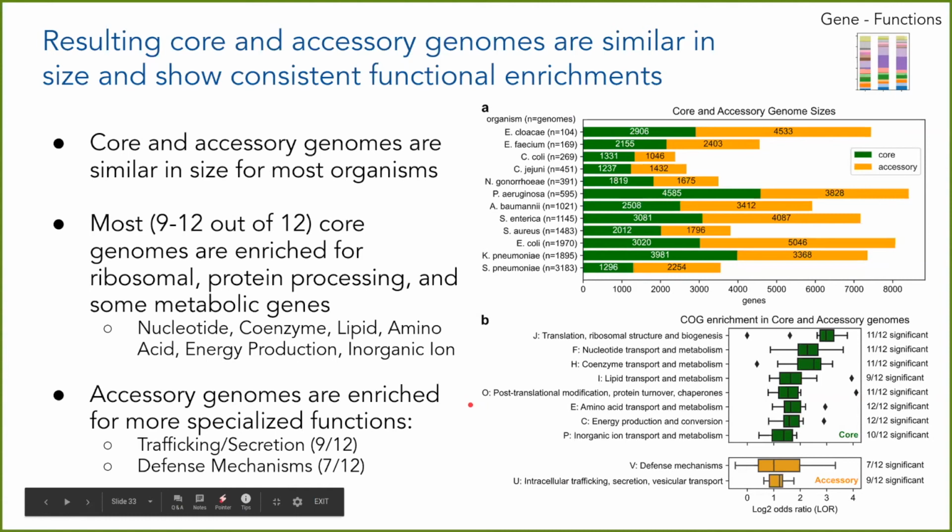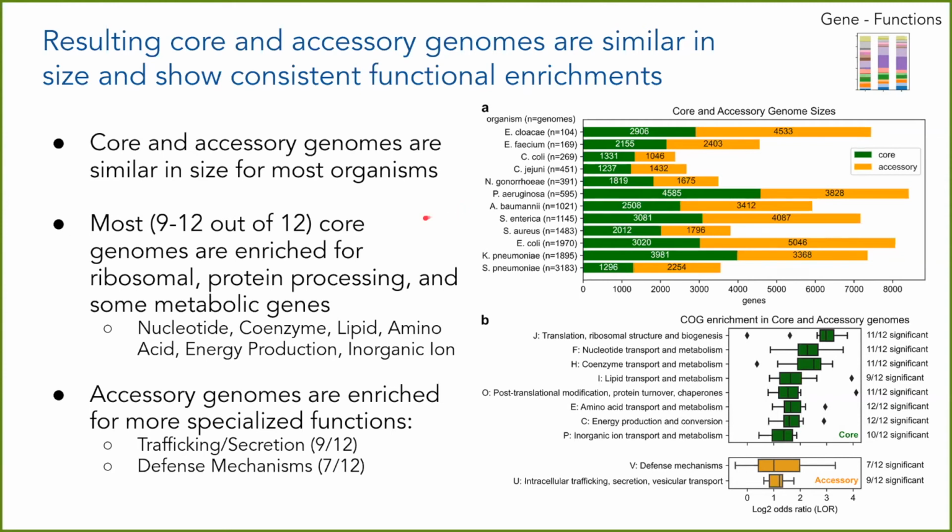And so when we use this approach to construct the core and accessory genomes of each of our organisms, we first find that the core and accessory genomes are similar in size for most organisms. The accessory genome tends to be within twice the size of the corresponding core genome and often much closer than that. And when we bring in individual gene functional annotations, we find that there are consistent functional enrichments in the core and accessory genomes of these organisms.